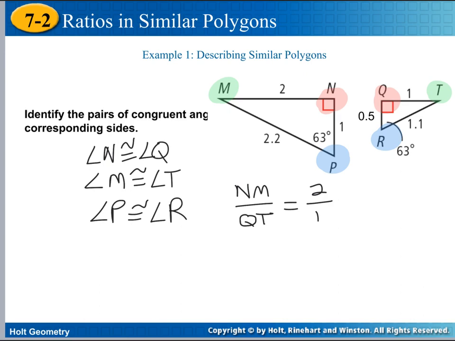So I did NM, let's do MP. I'm going green to blue and then green to blue. So we're going to have MP to TR, and that's 2.2 to 1.1, and that is also 2 over 1 if I reduce that.